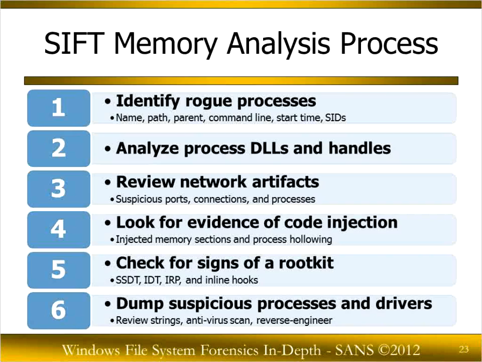So going back to our notes, we actually have a 6-step process for analyzing memory analysis within the SIFT. Step 1, identifying rogue processes. Step 2, analyzing process DLLs. Step 3, reviewing network artifacts. Step 4, look for evidence of code injection. Step 5, look for signs of rootkit. And then step 6, dump suspicious processes and drivers.